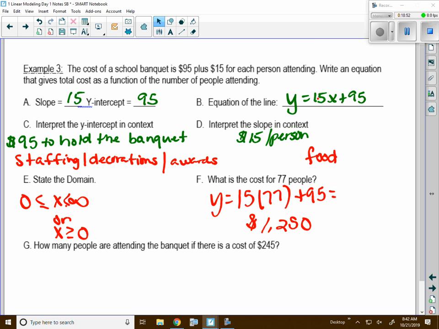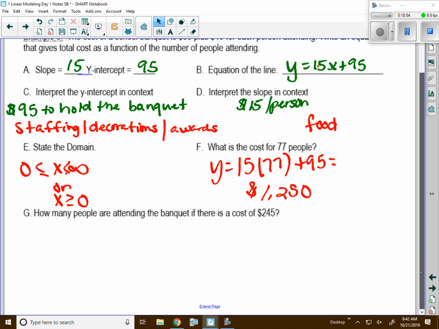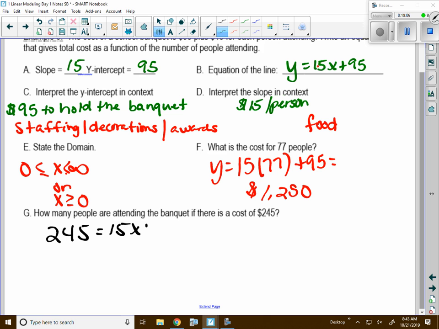How many people would attend the banquet if the cost is $245? Plug it in for y. You're going to do 245 equals 15x plus 95, and you're going to solve for x. I want you to solve for x on your own. You know how to do that already.